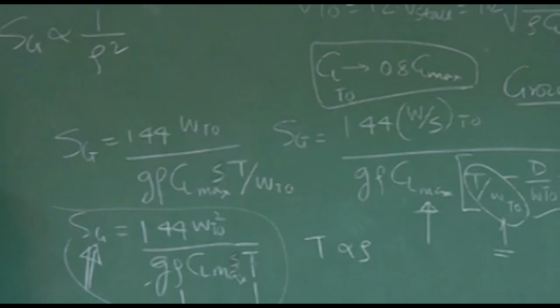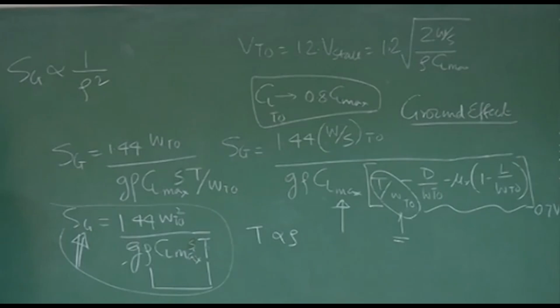Clear? This is a very important understanding: if I have to reduce SG, the message is increase CL max, reduce wing loading, increase T by W. These are the primary parameters which a designer will keep in mind.